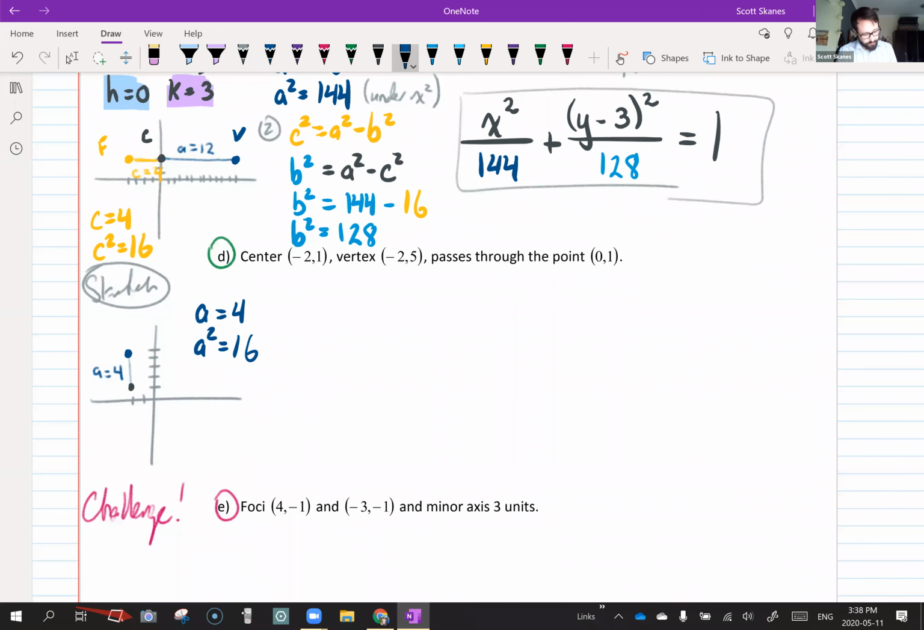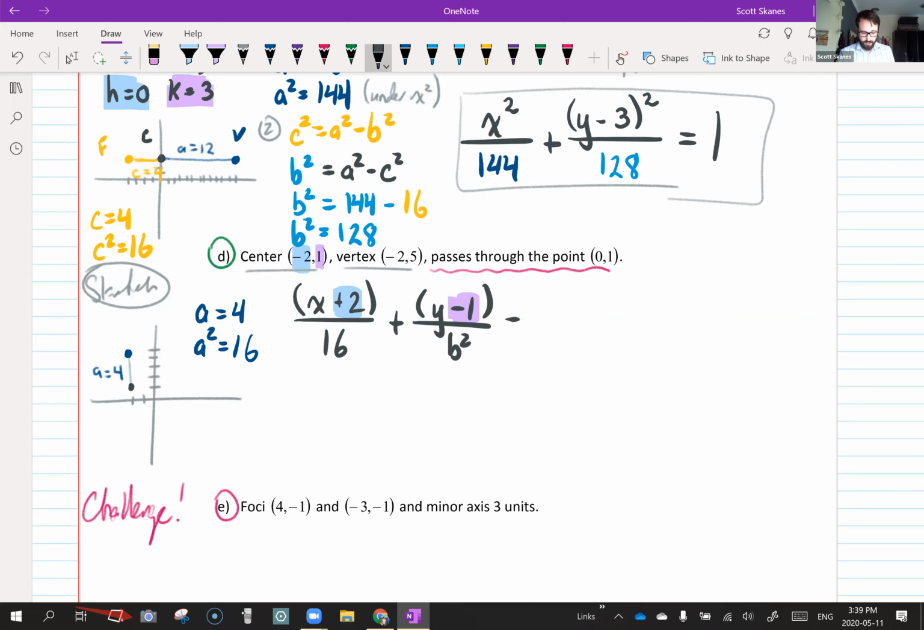The problem is it gave me center and vertex, and this weird one, passes through this point. We did something just like that for the circle question. So let's see what we can do here. Trust me for a second. I'm going to write out what I know. So x minus h, or x plus 2, again from here, over a squared, or over 16, plus y minus 1, again that's from the center, over b squared.